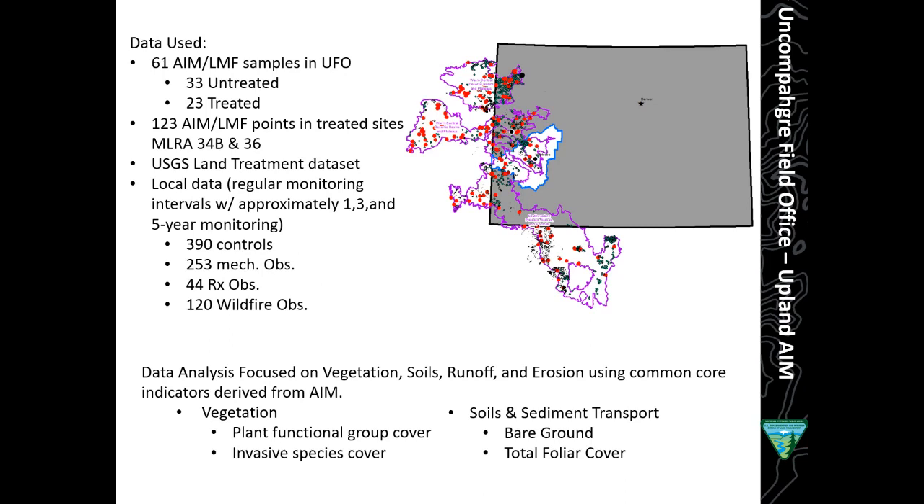And what was really unique is that we have this monitoring data over pretty decent monitoring intervals of roughly 1, 3, and 5 years. So we used all these data sets to focus on vegetation and soils, runoff and erosion using common core indicators derived from the AIM. For vegetation, we focused on plant functional group cover and invasive species cover. On soils and sediment transport, we focused on bare ground and total foliar cover.